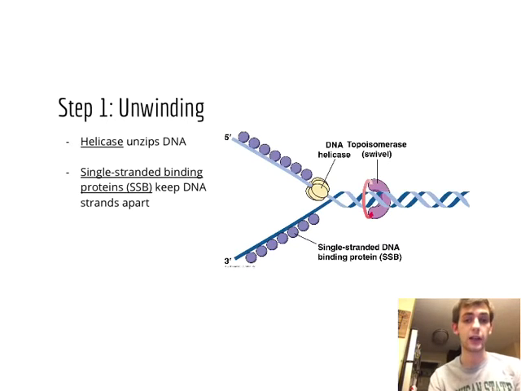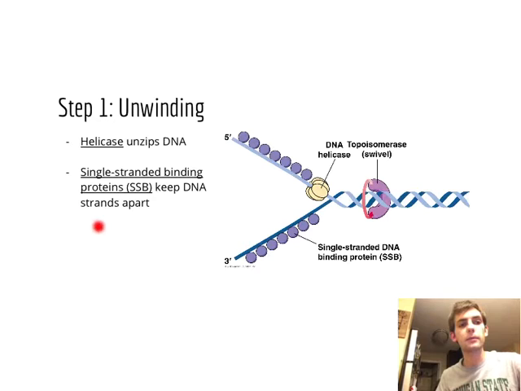DNA replication, like all cell processes, is highly controlled by enzymes. So we're going to talk about several different enzymes involved in this. The first one is known as helicase. And helicase's function is to unzip the DNA molecule at certain points. So this is an example of DNA helicase, just unzipping or breaking apart that DNA molecule.